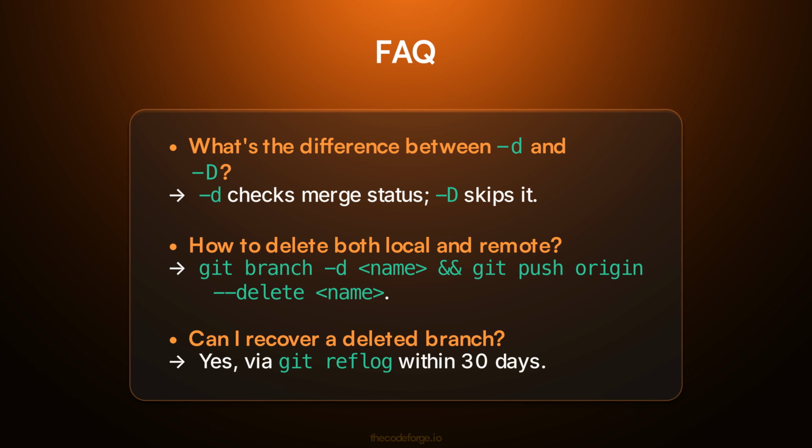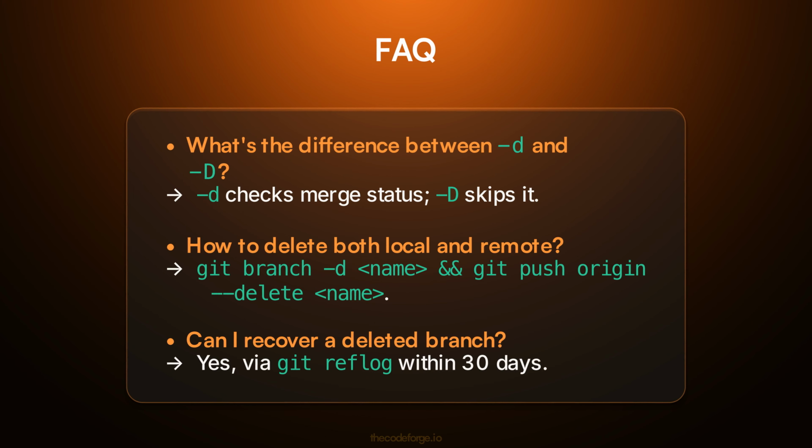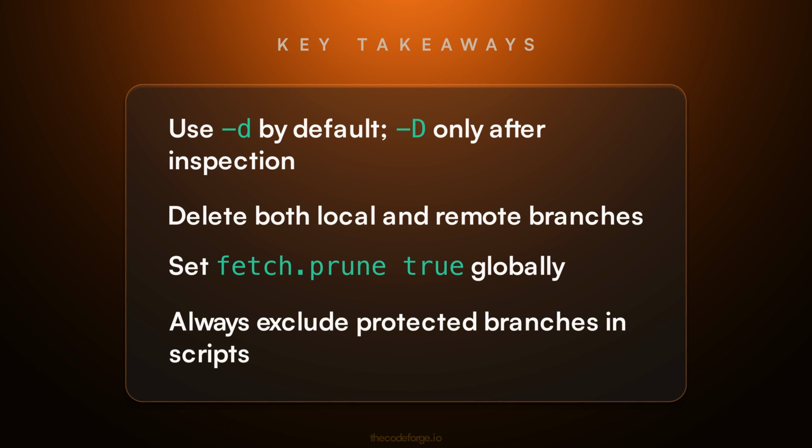And a few frequently asked questions. What's the difference between -d and -D? -d checks merge status, -D skips it. How to delete both local and remote? git branch -d name and git push origin --delete name. Can I recover a deleted branch? Yes, via git reflog within 30 days. To summarize, use safe delete by default, always clean both local and remote, automate pruning, protect your critical branches, and remember that reflog is your safety net.